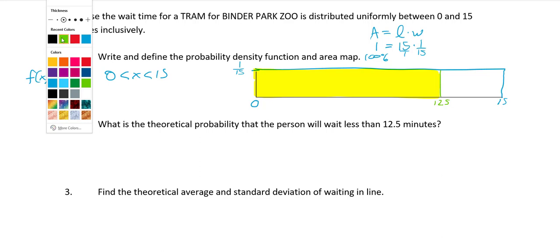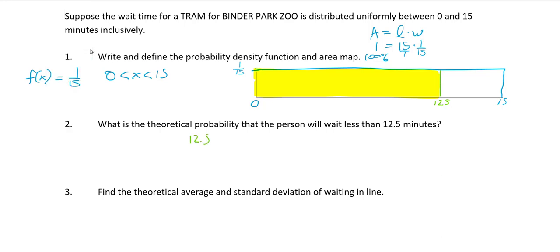So the actual theoretical probability would be taking your width and dividing it by the overall width of your area model, and that is going to give you 0.833. Now, your XYZ homework may want this in 2, 3, or 4 decimals.